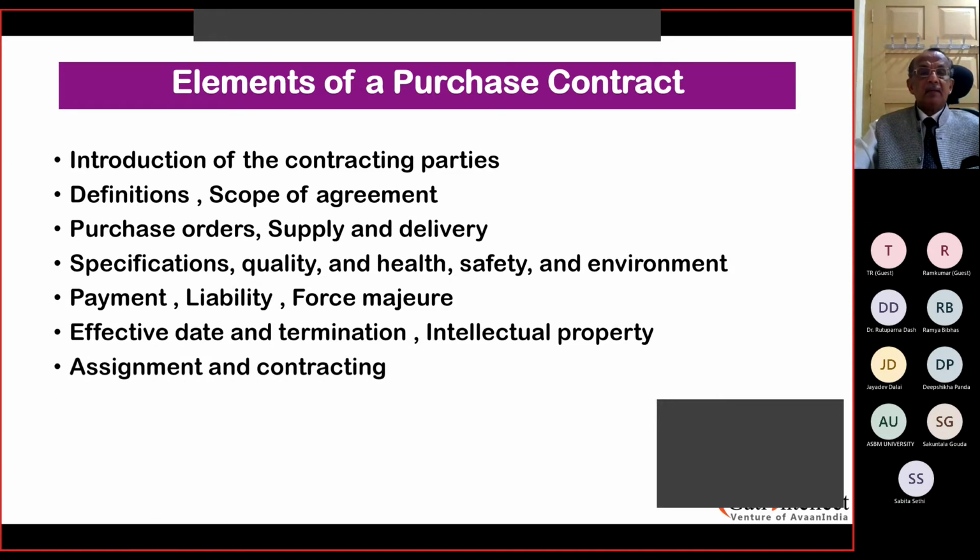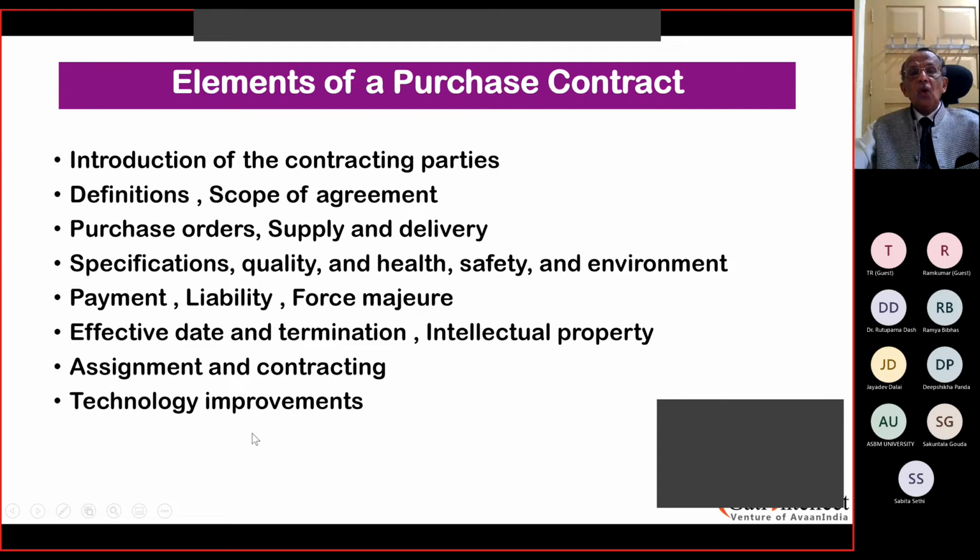Assignment and contracting. Technology improvements. See, when you see technology improvements, it is mentioned in the purchase contract. Now, I was talking about SLA yesterday, and my colleague Sham explained more about SLA. Now, this is where the importance of SLA comes in. If you put technology improvements alone in a contract, it has to be explained properly, or in a purchase order.